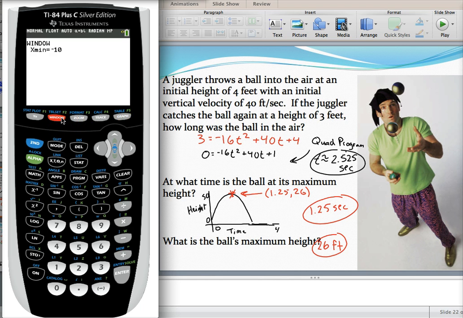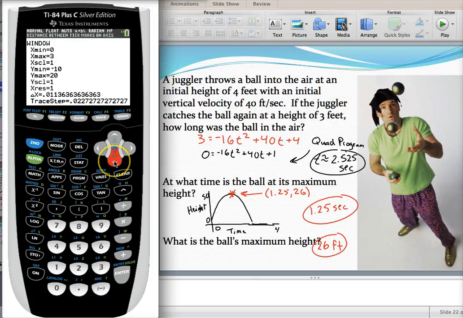So in this case, x is time. So we can't have negative time, so I'll start from 0. And we already know the maximum time the ball's in the air. It hits the ground at 2.5 seconds. So I don't need a very high maximum value. I'm just going to go to 3 seconds because I know the ball will already have landed by that point.